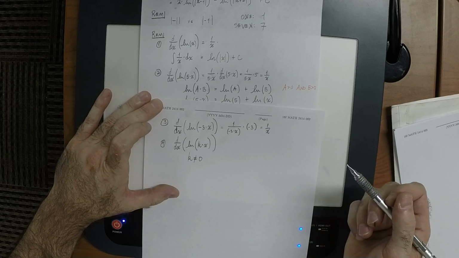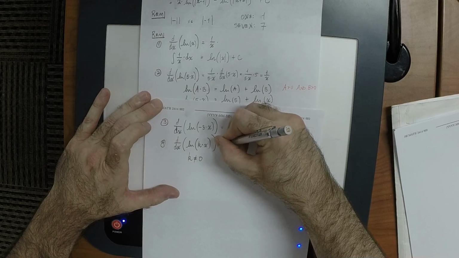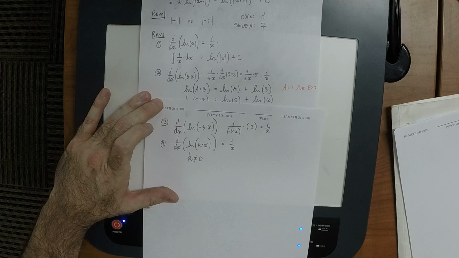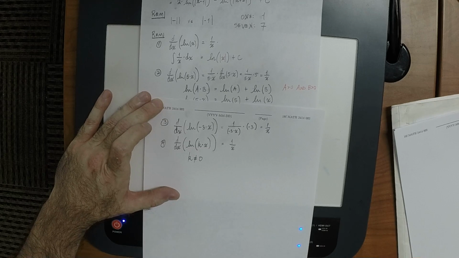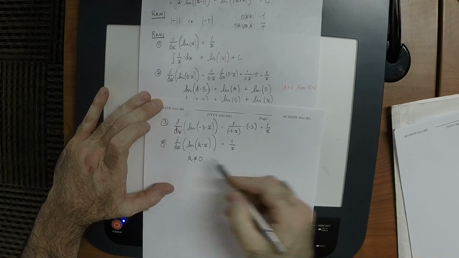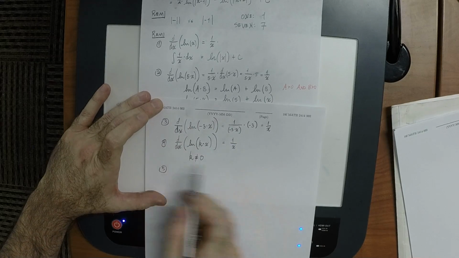What's the answer? 1 over x. Because if you care to do it the third time, you'll get 1 over kx multiplied by the derivative of kx, which is k because k is a constant, and then the k's cancel because k is not 0. All right.